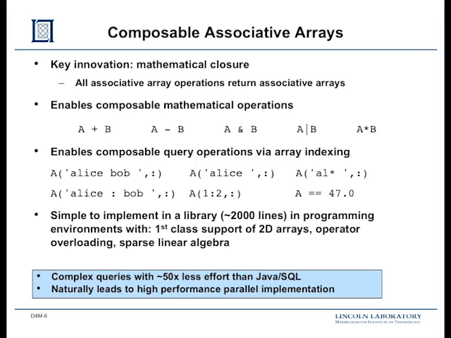These associative arrays are actually very easy to implement, and the whole D4M library, it's probably a little larger now, but when I wrote this, it was about 2,000 lines, which is very easy to do in programming environments that have first-class support for 2-dimensional arrays. Operator overloading, we're overloading operators like crazy here, the plus, the minus, the and, parentheses, all that kind of stuff. And also first-class support for sparse linear algebra. Under the covers, we're using sparse linear algebra like crazy to make all this work.